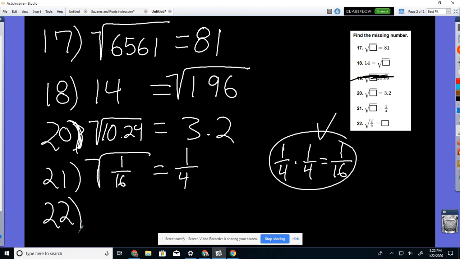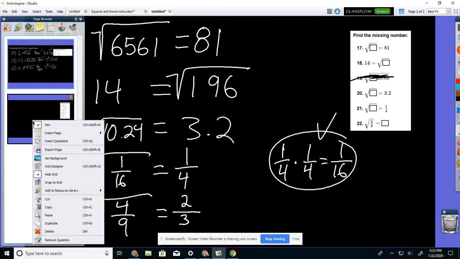Well, not quite the same thing, because it's giving us the square root of 4/9. And hopefully you're going to say, okay, what number can I multiply by itself and get 4? What number can I multiply by itself and get 9? And hopefully you recognize that the square root of 4 is 2, square root of 9 is 3. And if you took 2/3 times 2/3, you would get 4/9. All right, so that's 22. That is 22. 4 more to go.